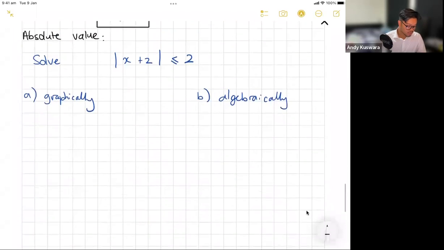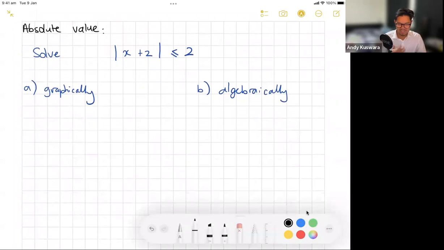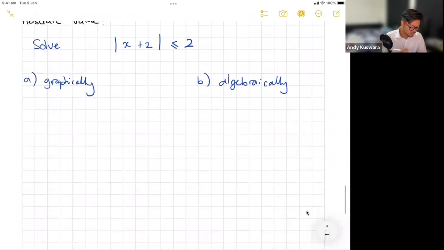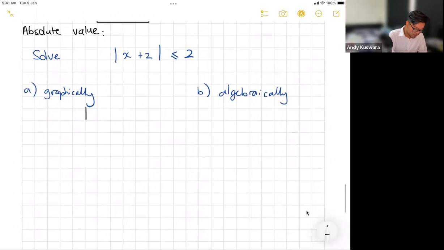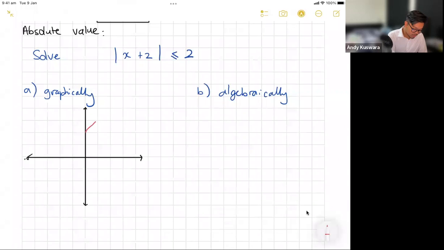Now let's take a look at an example where we talk about absolute values. So first things first, if we want to solve graphically, I would sketch it. Now to sketch this, I'm going to have x plus 2. I know that x plus 2 is going to look like this, and it's going to keep going until it hits the bottom here, and then it's going to bounce all the way back up. So that's going to be -2. That's going to be 2. That's going to be 2.